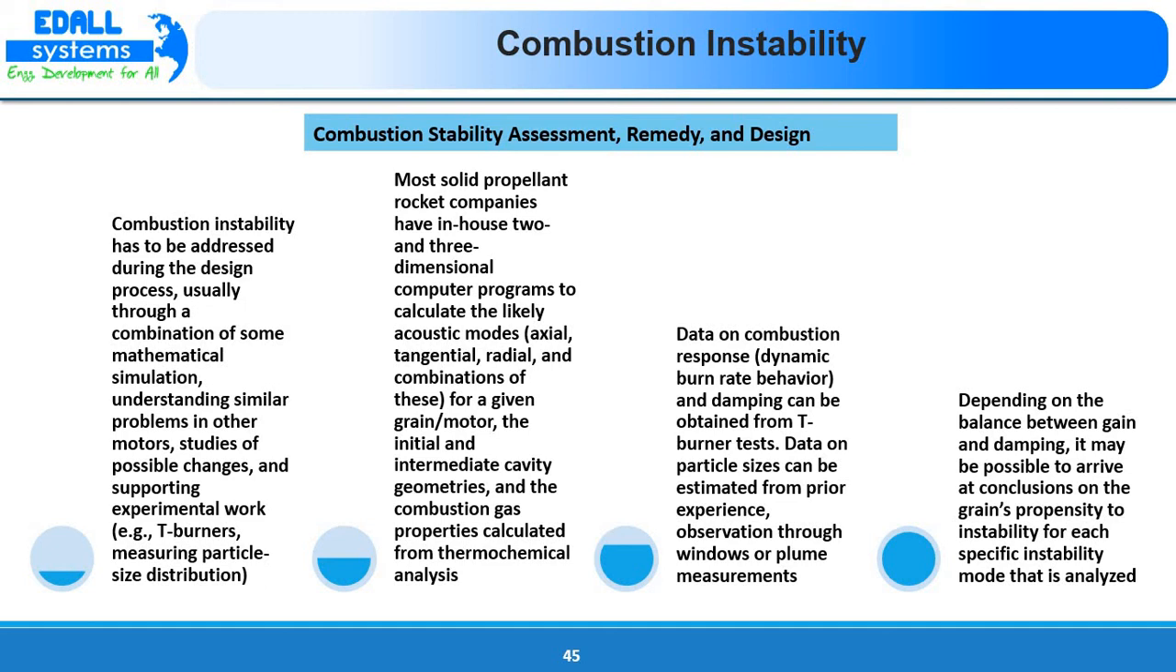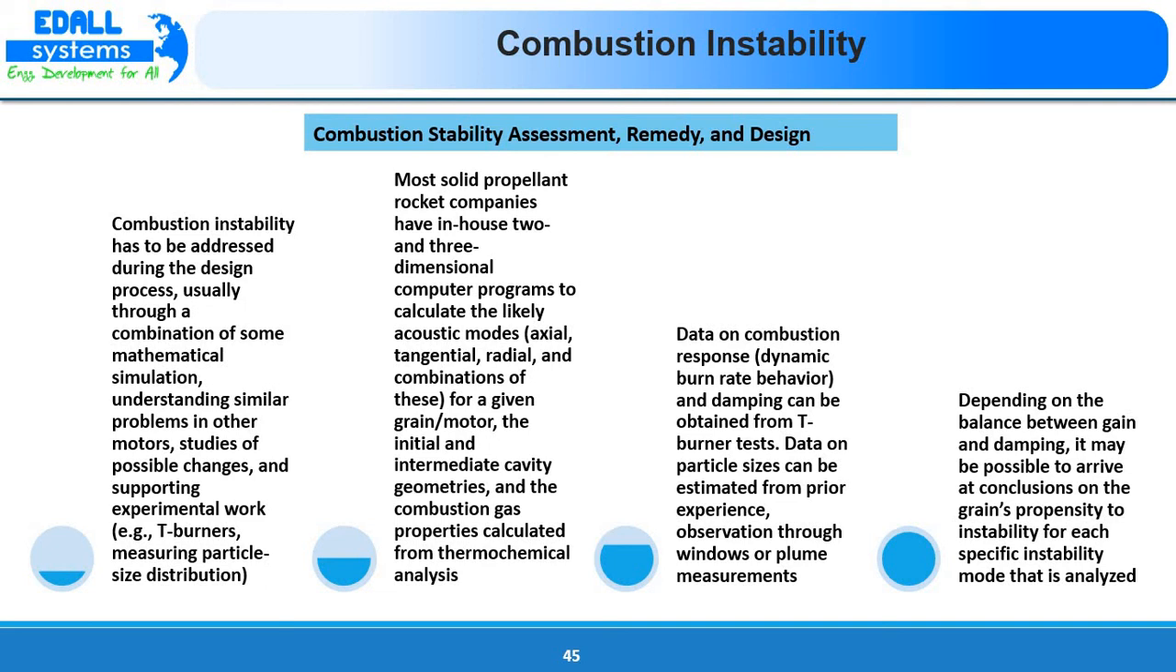Data on combustion response, dynamic burn rate behavior, and damping can be obtained from the T-burner tests. Data on particle sizes can be estimated from prior experience, observation through windows or plane measurements. Because combustion response is useful and T-burners can help us to obtain the damping, particle size data can also be estimated from prior experience. Estimates of nozzle loss, friction, or other damping need to be included when we are in the design process of solid propellant rocket engines. Depending on the balance between the gain and damping, it may be possible to arrive at conclusions on the grain's propensity to instability for each specific instability mode that is analyzed.